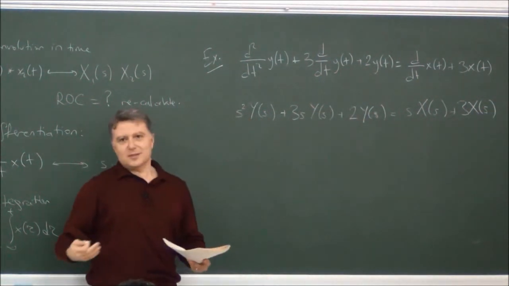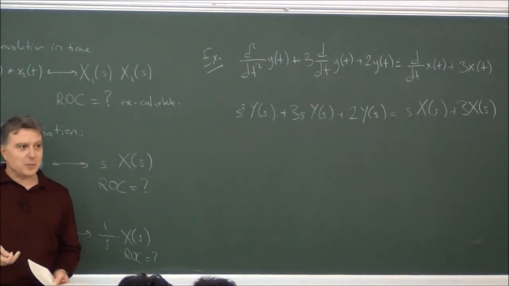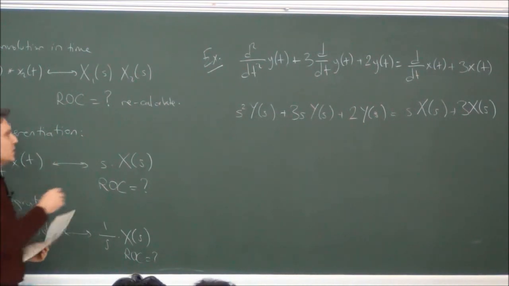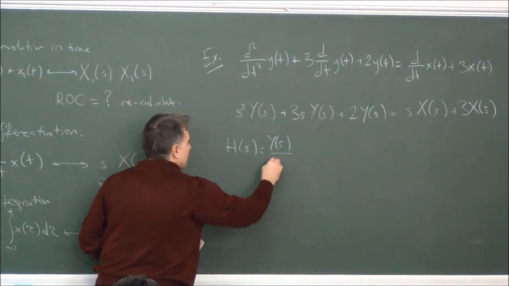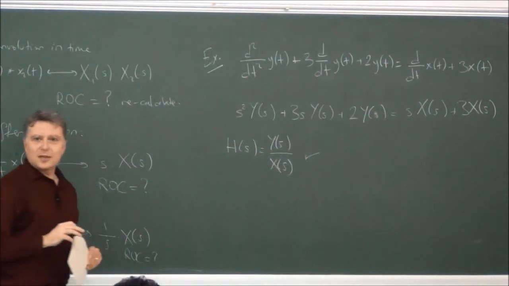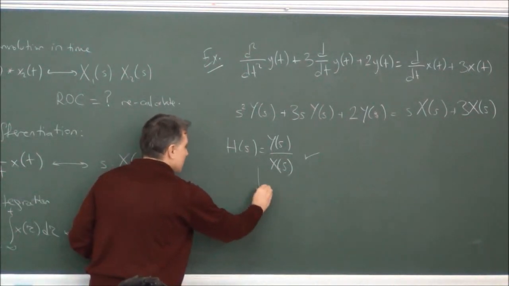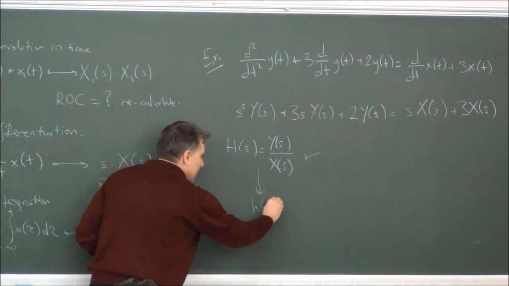Now the questions will follow, of course. For example, what is h of s? What is the system response? The system response is y of s over x of s. Okay, that's where you will find h of s. So I'm putting a check here because you can take common factors into parentheses and you can easily find this. And then from here, of course, the inverse Laplace transform will be necessary, and you will determine h of t.